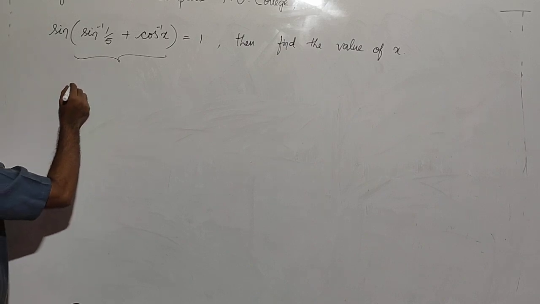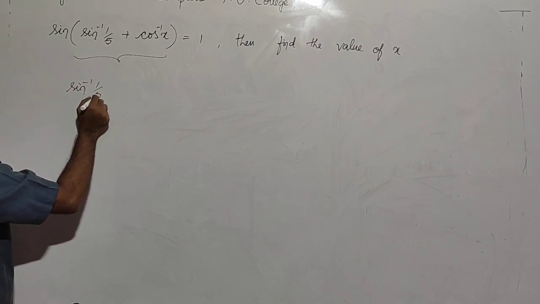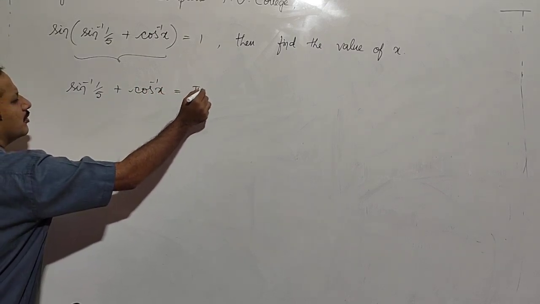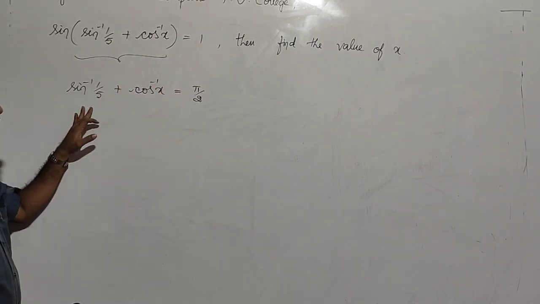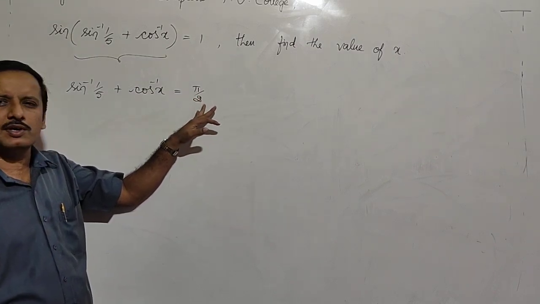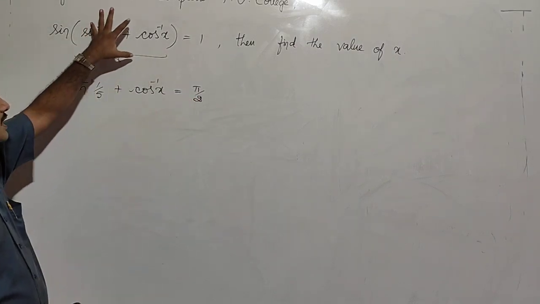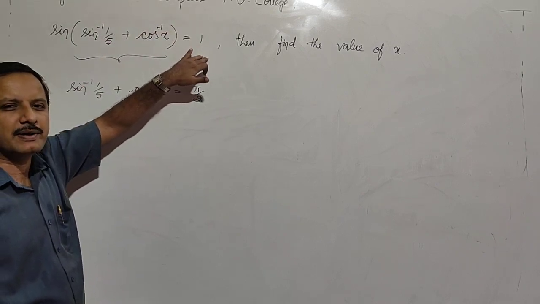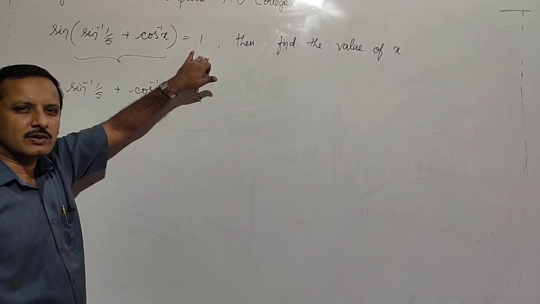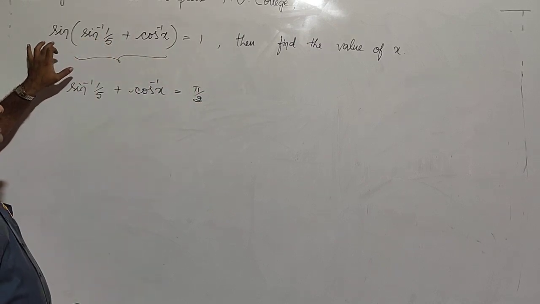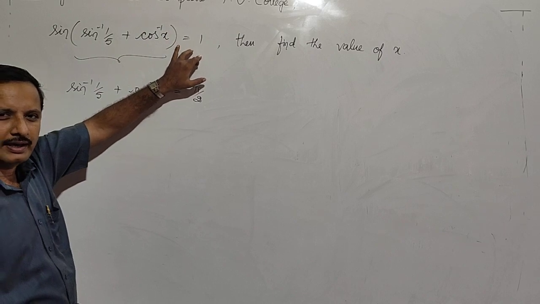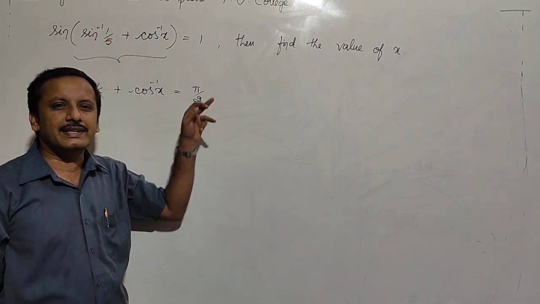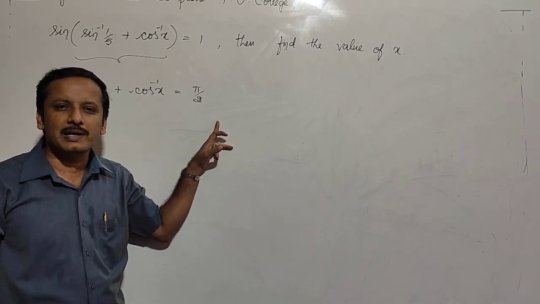So from there we can write sine inverse of 1 by 5 plus cos inverse x is equal to pi by 2. In this way, sine of certain angle is equal to 1. Therefore, that angle is equal to pi by 2 because sine pi by 2 equals 1. Or else you can also write it as sine of this expression is equal to 1. Therefore, this expression is equal to sine inverse of 1, and that sine inverse of 1 is nothing but pi by 2.